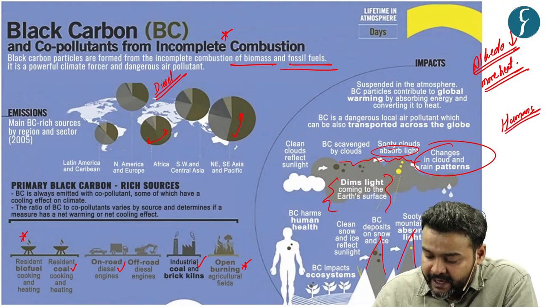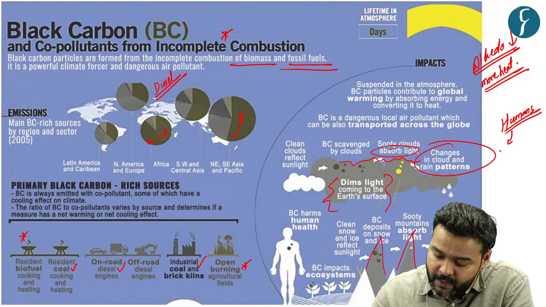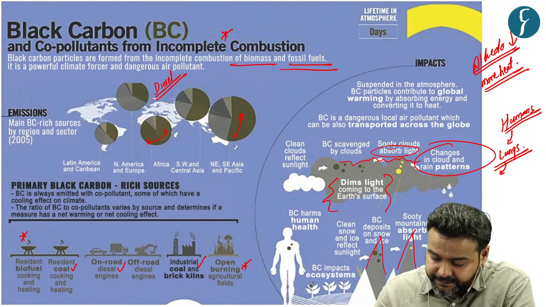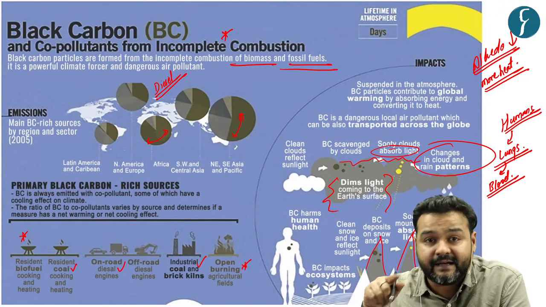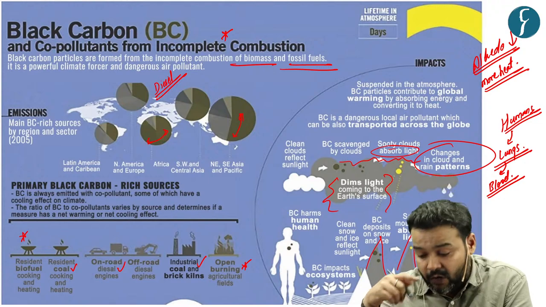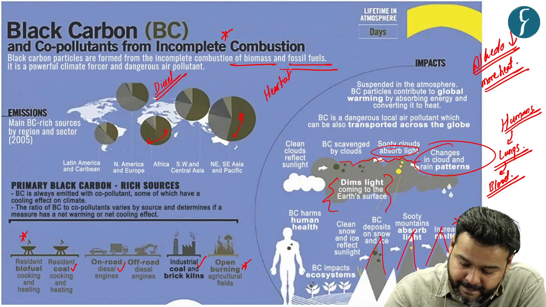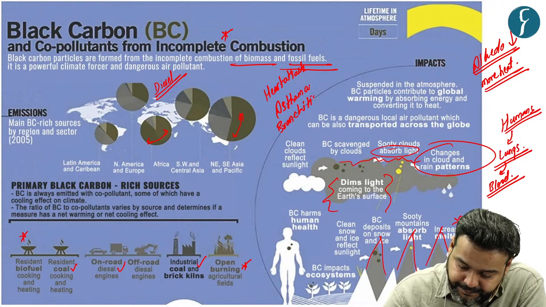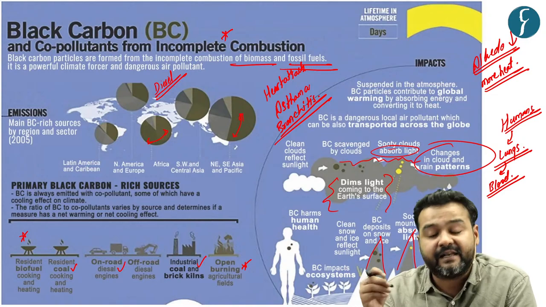Now, as I told you, it is a component of PM 2.5, finer material. It can easily go into the human body, especially the lungs. And through the lungs, toxic material or toxic pollutants can enter into the bloodstream also. Now, it can give rise to various serious health issues like heart attack, asthma, bronchitis, etc. It can also cause premature death, basically in children.